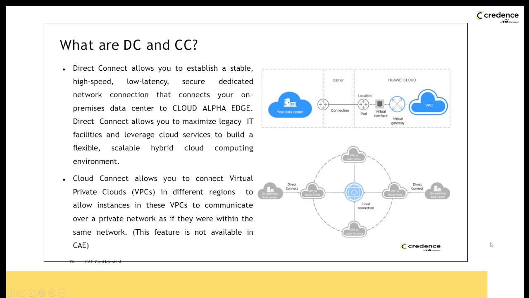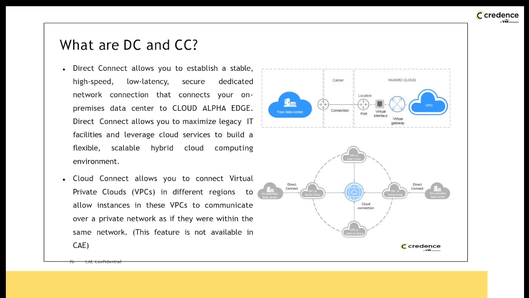So let's say you have two premises, one in South China and one in Hong Kong. Then you have four VPCs in different regions, let's say Latin America, Hong Kong, East China and South China. Between the on-premises and the VPC in South China, we use Direct Connect. But between all the VPCs in different regions, we use Cloud Connect. So that's all for chapter 6.